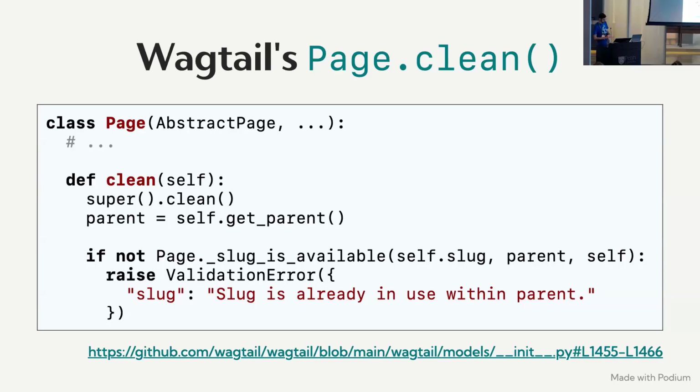But the idea is that when saving any Wagtail page, it checks to make sure that the desired slug is available for use, that it is unique within its parent and among its siblings. If the desired slug is not available, then it raises a validation error, which is part of Django's core exceptions library, which the Wagtail UI then takes and presents to the editor alongside that field.